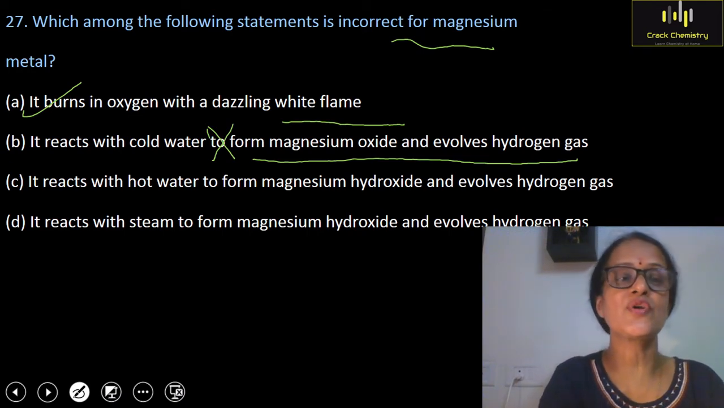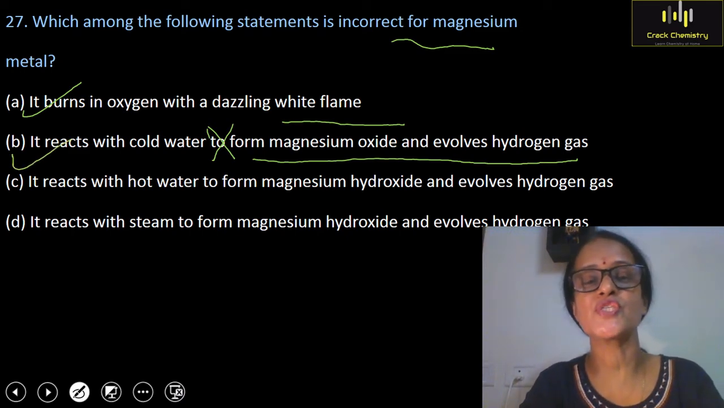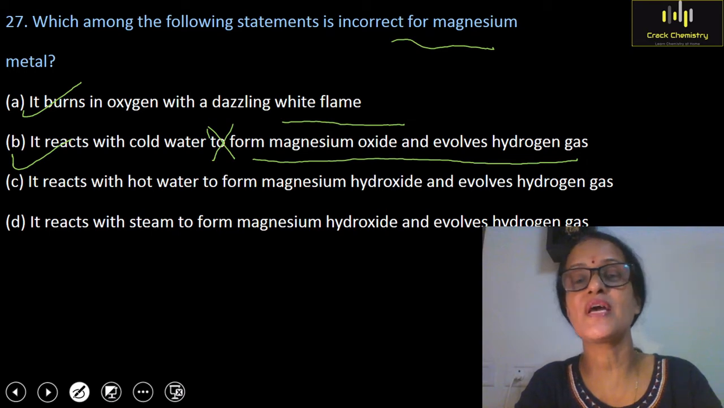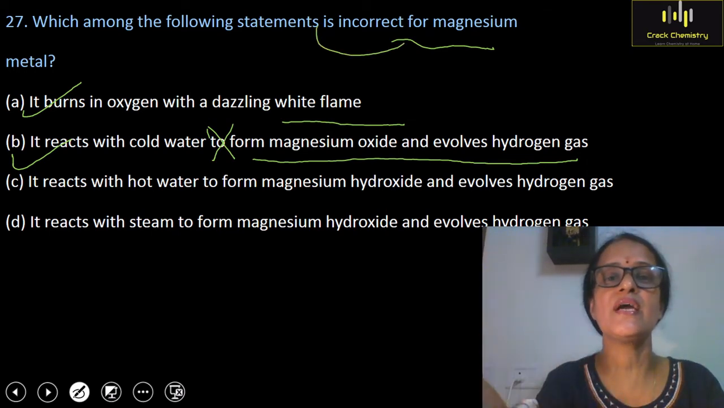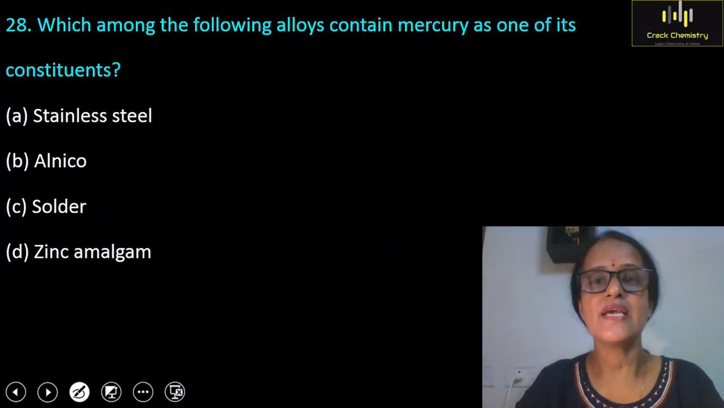So what is your correct option? Your correct option is option B. It reacts with cold water to form magnesium oxide and evolves hydrogen gas, because in this question they are asking you the incorrect statement. Next question.